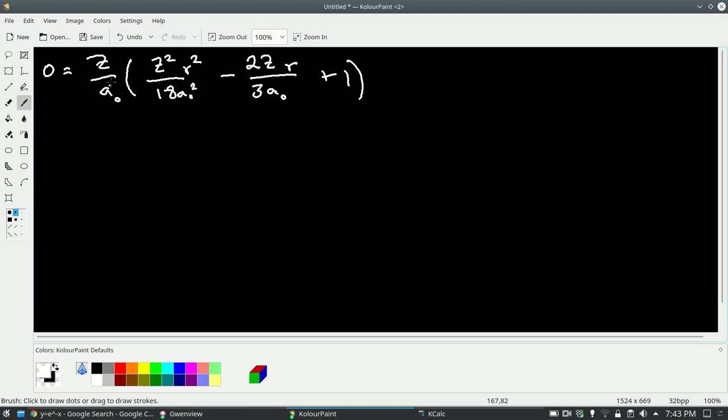Okay, so this will never be 0, so I can just divide both sides by it and just get rid of it in that way. And now I'm going to use the quadratic formula.